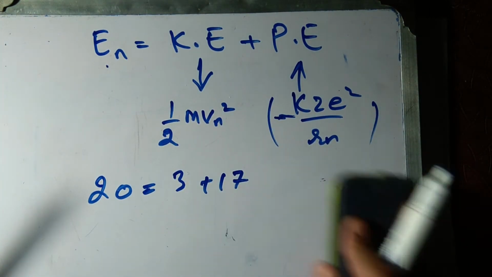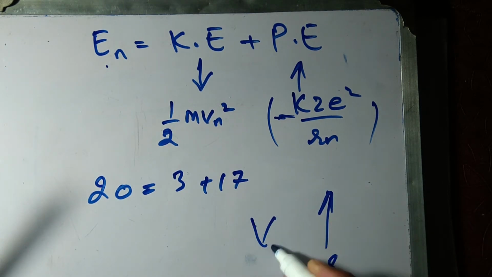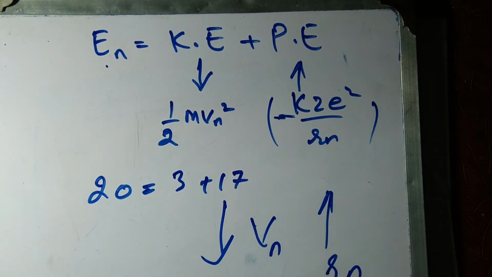As I described earlier, as the radius R of n increases, the velocity V of n decreases. This is the main thing that Bohr gave us: for a smaller radius, we have a larger velocity.